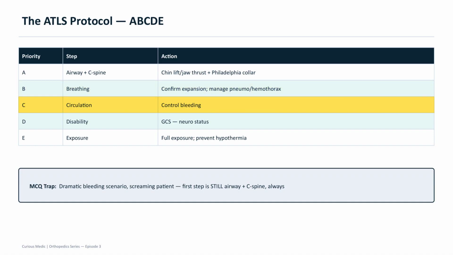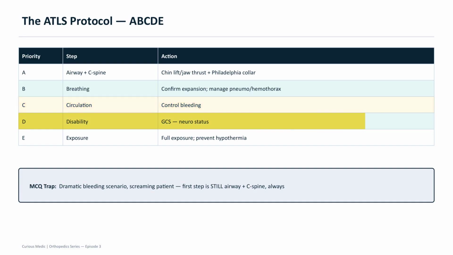C is circulation with hemorrhage control. Address all bleeding, external and internal. 2 large-bore intravenous lines, fluids, and blood products. Think about where the patient might be bleeding internally. Without circulation, the patient dies in minutes to hours. D is disability, meaning neurological status. Assess the Glasgow Coma Scale, pupil responses, and limb movement. This identifies brain injury and gives you a baseline.